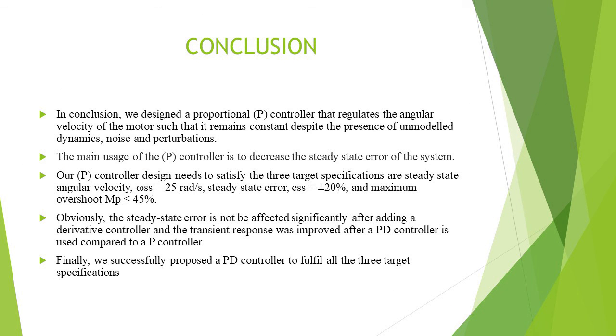Conclusion: we designed a proportional P controller that regulates the angular velocity of the motor such that it remains constant despite the presence of unmodeled dynamics, noise, and perturbation. The main usage of the P controller is to decrease the steady state error of the system. Our P controller design needs to satisfy the three target specifications, which are steady state angular velocity equal to 25 radian per second, steady state error equal to plus minus 20%, and maximum overshoot less than or equal to 45%.